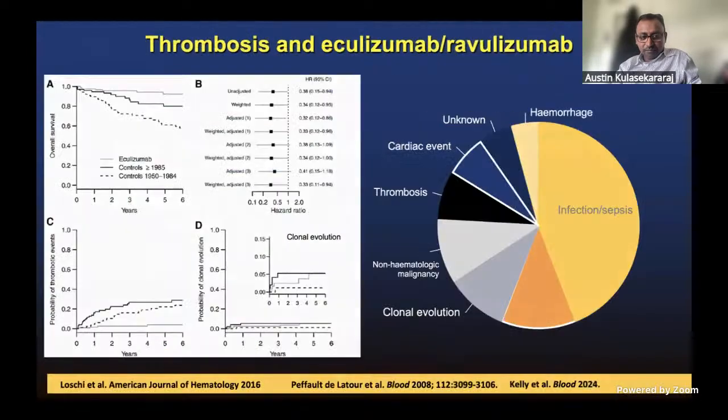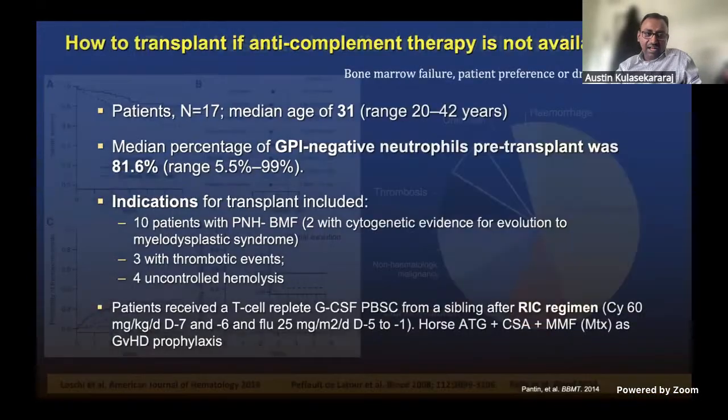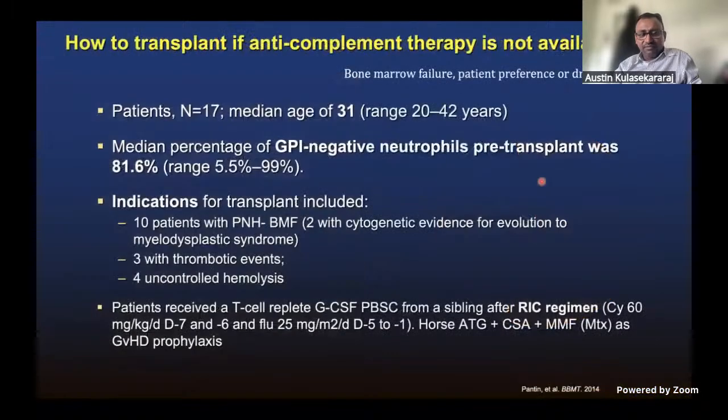Yeah. So if you do not have anti-complement therapy, how would you transplant this group of patients? So this is from the French data looking at T-replete transplant. So these patients' indications for transplant were PNH with bone marrow failure, 3 had thrombosis as well.